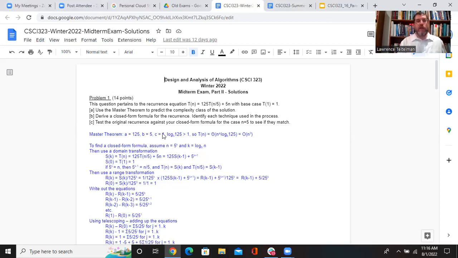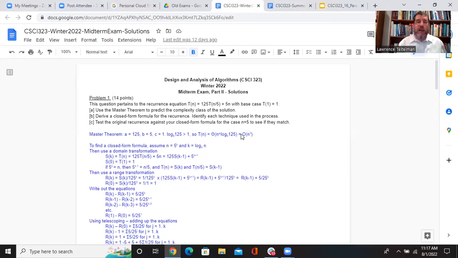That is greater than 1, greater than our C. So the solution is of the form n to the log base 5 of 125, which is n cubed, right? So when you're doing step B, which is the hard part, if you don't get something that is n cubed, you made a mistake. The master theorem isn't just a nice, cool thing, but should be used as a sanity check against your closed form formula.